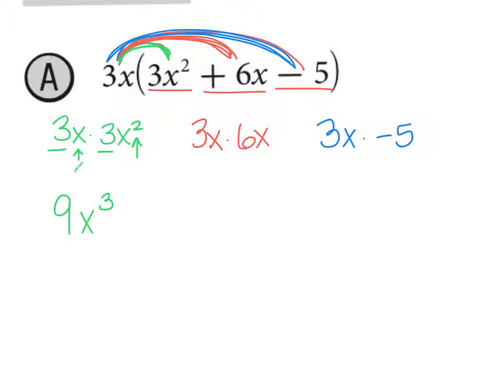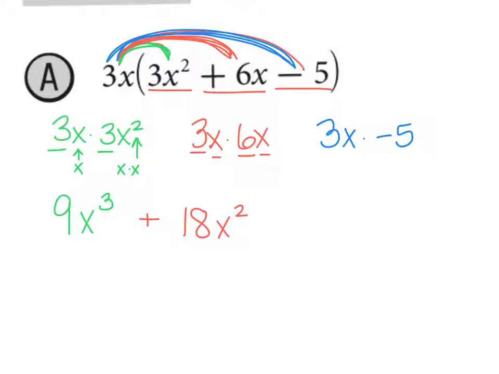If you aren't sure, you could write this out as x times x times x, and notice that there are 3 x's all together. For the red part, I've got 3 times 6, which is 18, x times x, which is x squared, and because that answer is positive, I'm going to put a plus sign in the front.